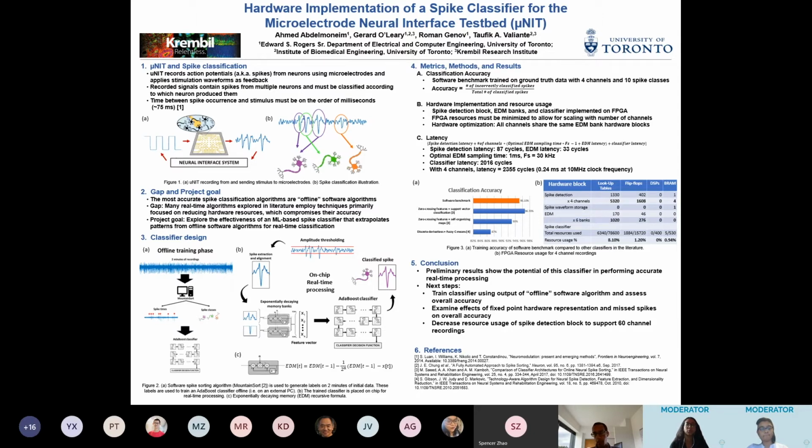The AdaBoost classifier operates on very simple comparison operations, which are very resource efficient to implement in hardware.